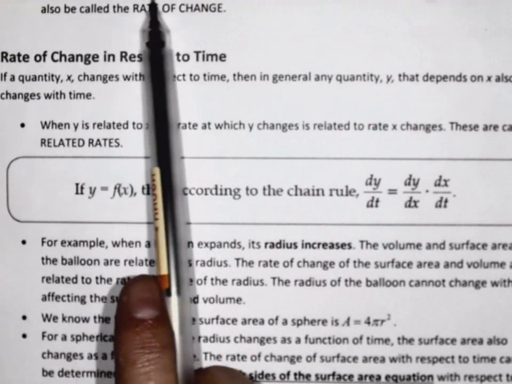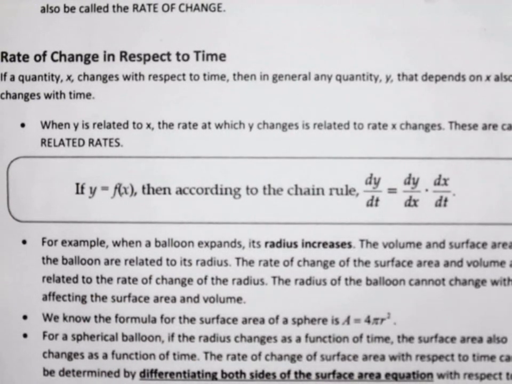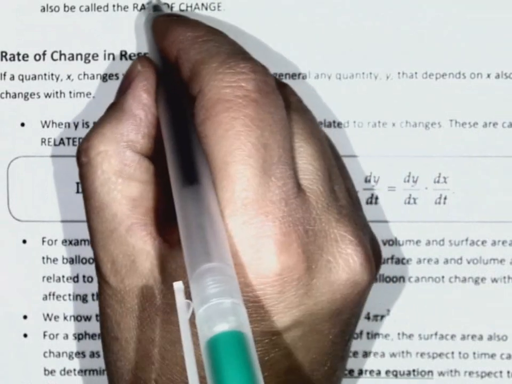So a derivative of a function is referred to as the slope of the tangent line, which we know. It's the rate of change.